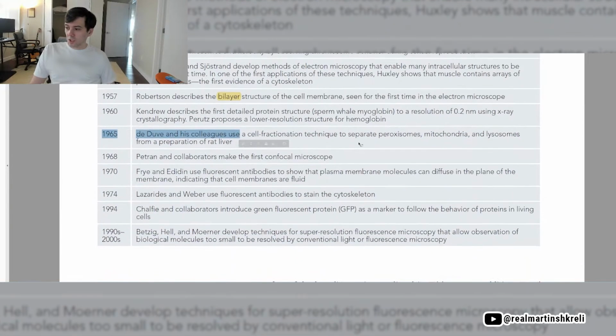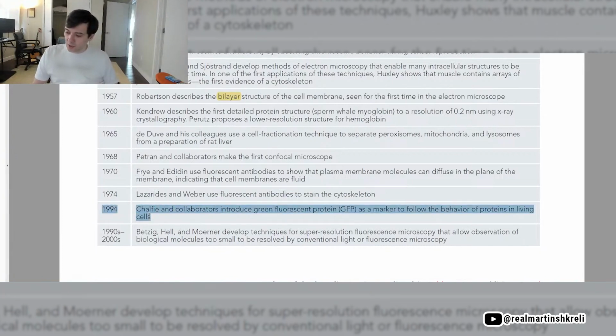1965, a cell fractionation technique separates different organelles. 1968, Petran makes the first confocal microscope. 1970, Frye and Edidin used fluorescent antibodies, and that shows that molecules can move across the cell membrane. 1974, fluorescent antibodies used to stain the cytoskeleton.